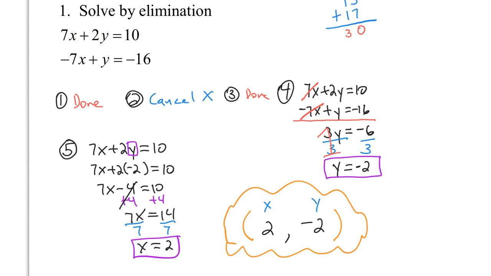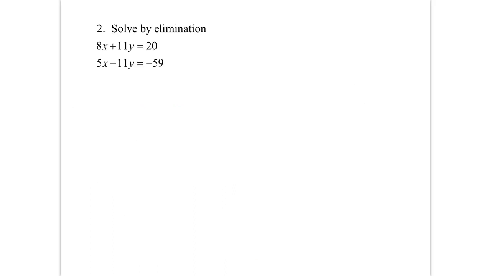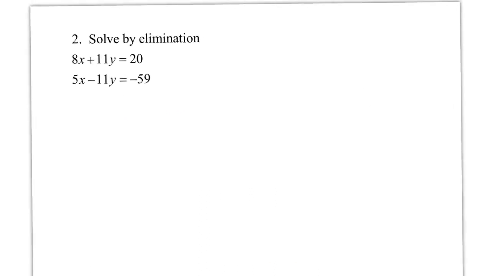You guys will get a 10 up here, and you guys will get a negative 16 down here. All right, guys, let's try another example. Now this one here, same idea. You guys are going to use the steps.